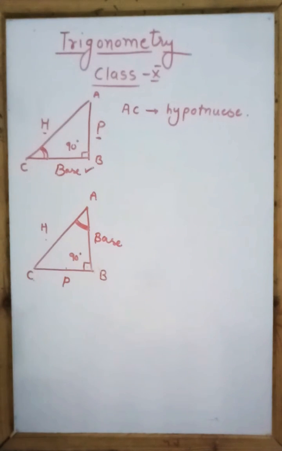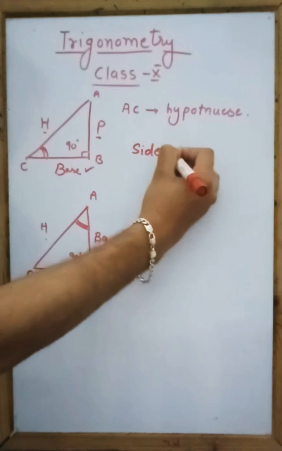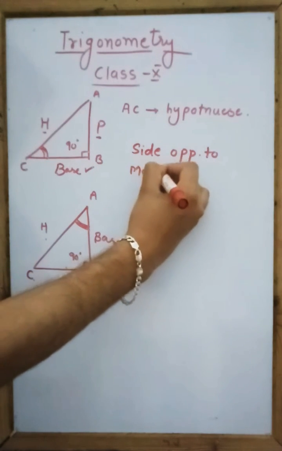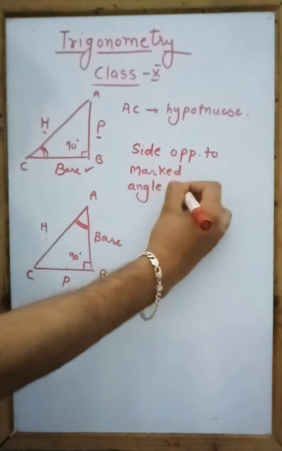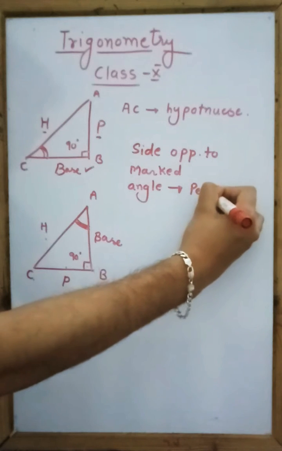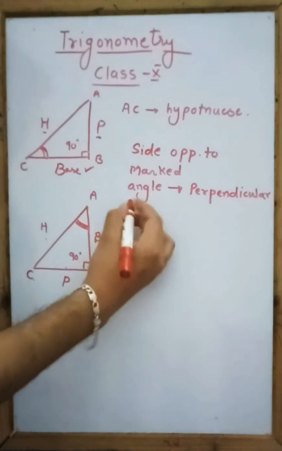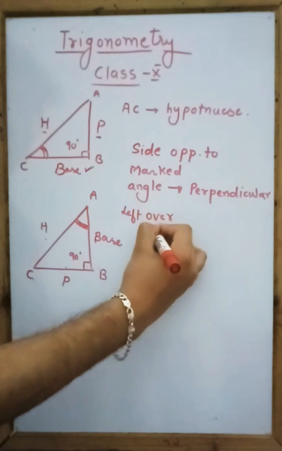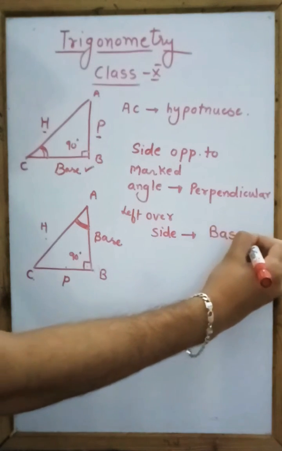That is the first thing which you have to understand when you do trigonometry. So AC is the hypotenuse. The side opposite to the marked angle other than the right angle is called the perpendicular, and the leftover side is the base.